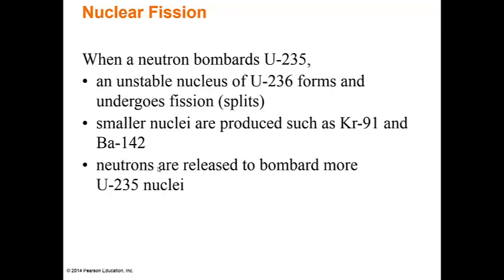So when a neutron bombards U-235, uranium-235, it forms an unstable nucleus of uranium-236, okay? If we're hitting it in the nucleus, it undergoes fission, so it splits. It's unstable. So nuclei are produced, such as Kr-91 and Ba-142, as it splits, okay? And if we think about this, it makes sense. The neutrons are released to bombard more U-235 nuclei, and this chain reaction starts.